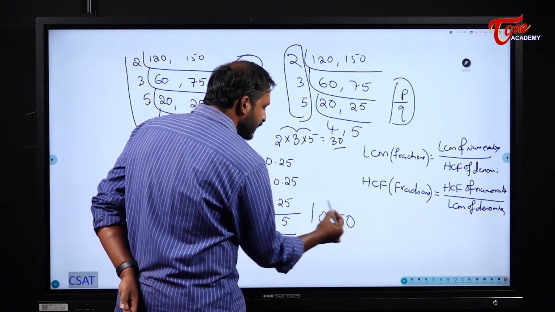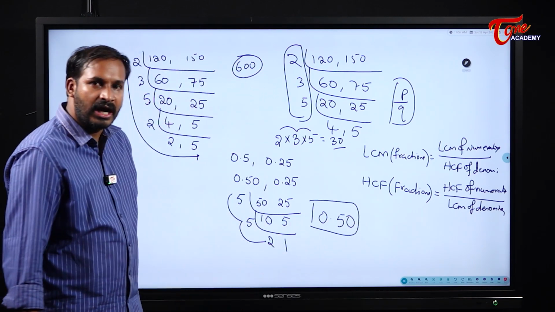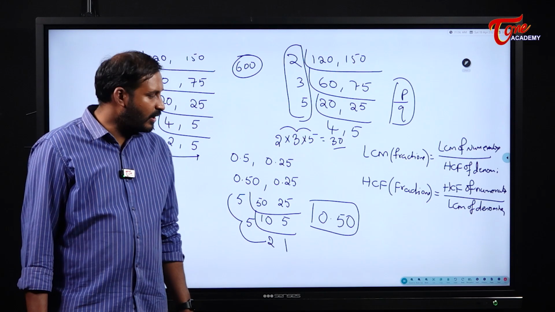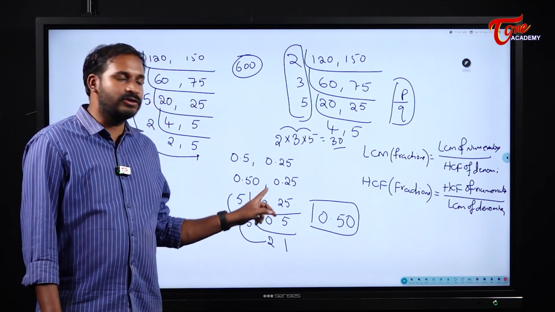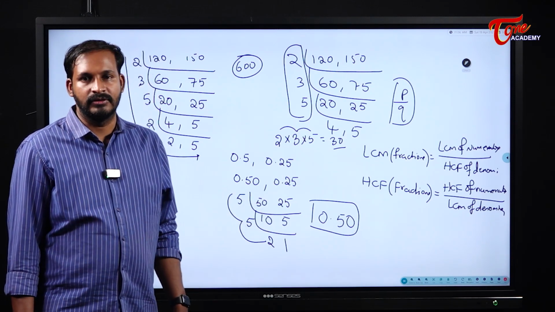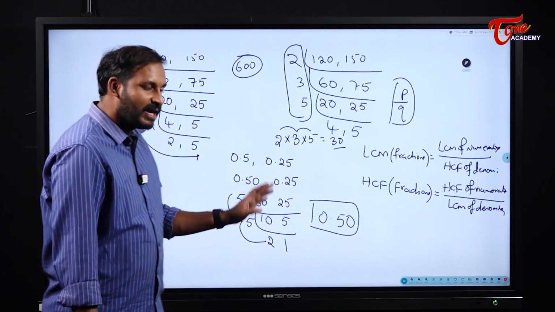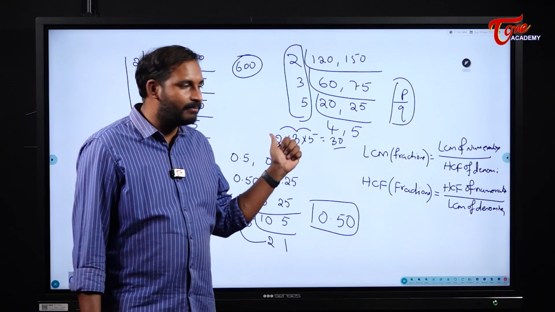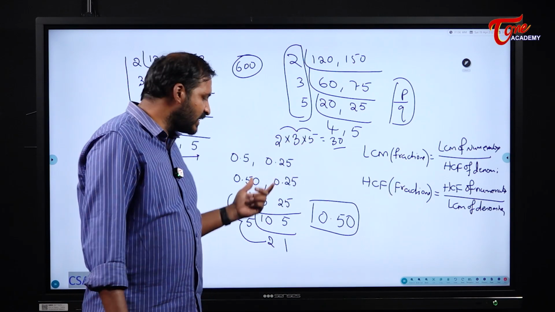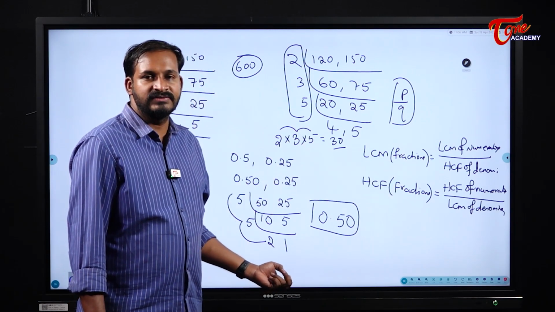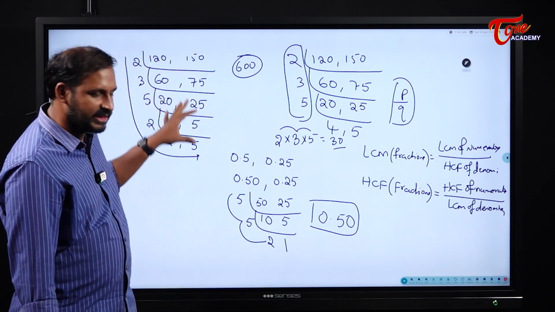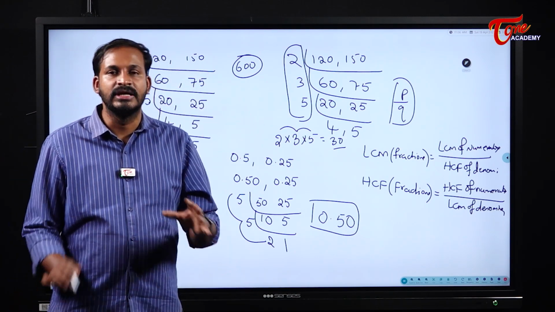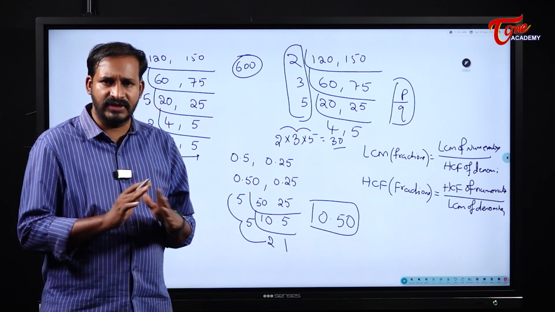So 0.50. Understood, students? 0.50 is the LCM of 0.50 and 0.25. So in this manner, we find the LCM and HCF of normal numbers, P by Q numbers, as well as decimals. The procedure is the same one which we have learnt in our schooling. Don't learn any other procedures. It is a waste of time.